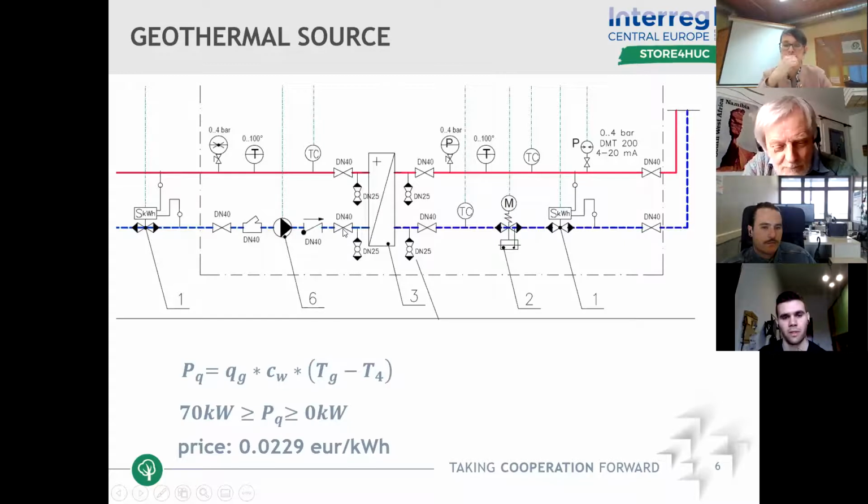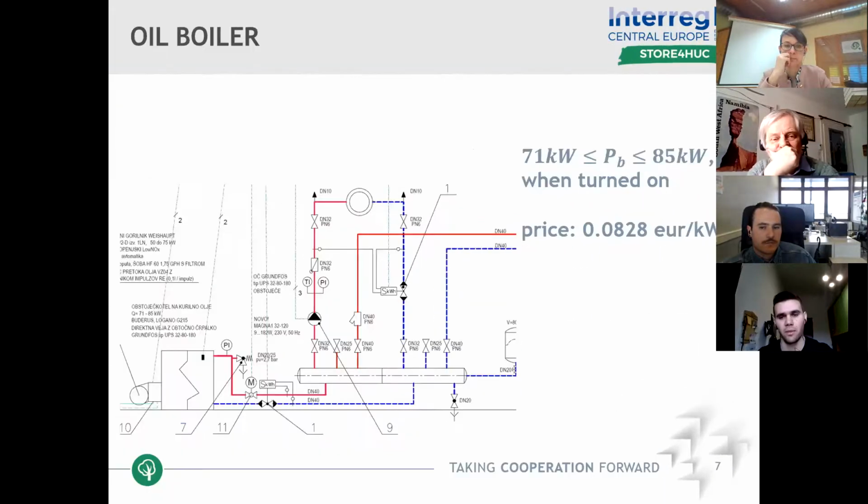The power of the heat exchanger can go from 0 to 70 kilowatts, and this is the price that we need to pay for 1 kilowatt hour of energy. The other one is an oil boiler. We can see that the price for energy from the oil boiler is about 4 times bigger than the energy we pay for the geothermal side.